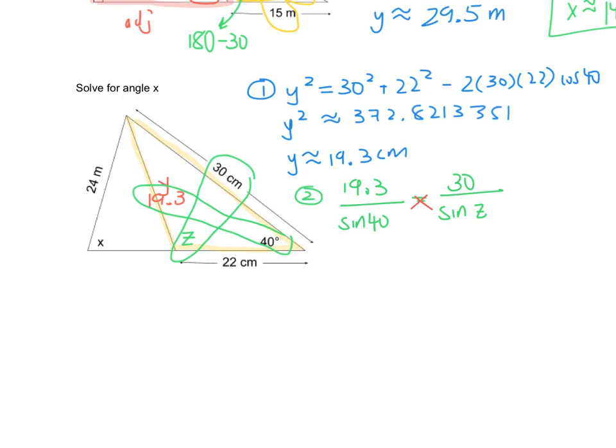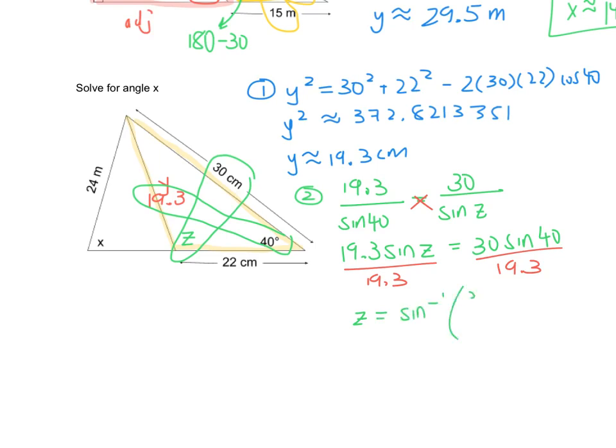And because we are solving for an angle, we are going to have to isolate for sine z and then take the sine inverse to get our angle. If you just remember that you have to do that inverse function anytime you're solving for an angle, you'll avoid some silly mistakes. So now I'm going to divide both sides by 19.3. And whatever I get there, that's what I'm going to take the sine inverse of.